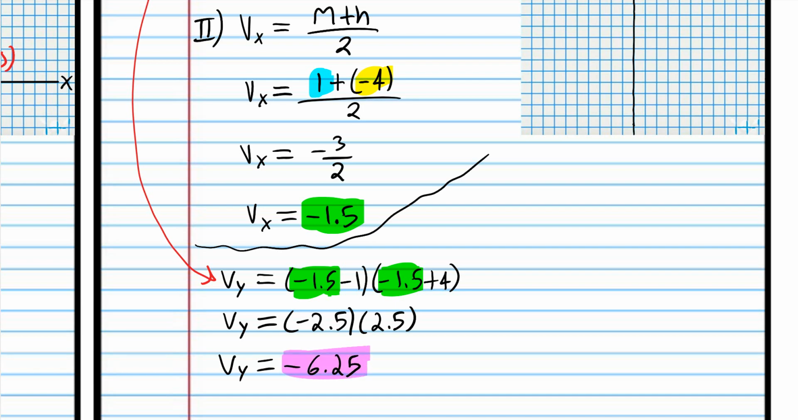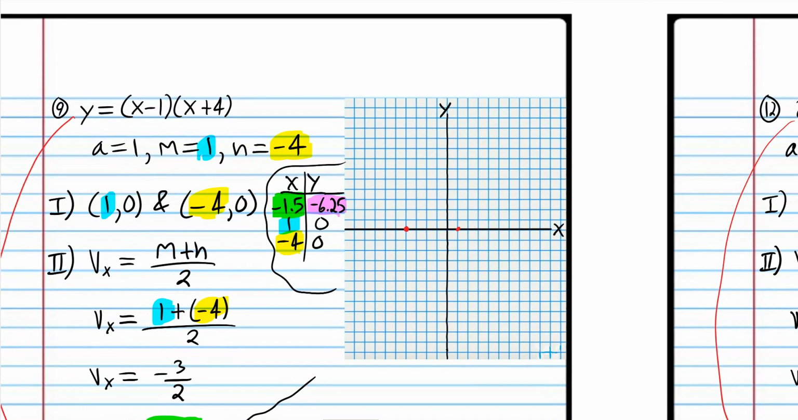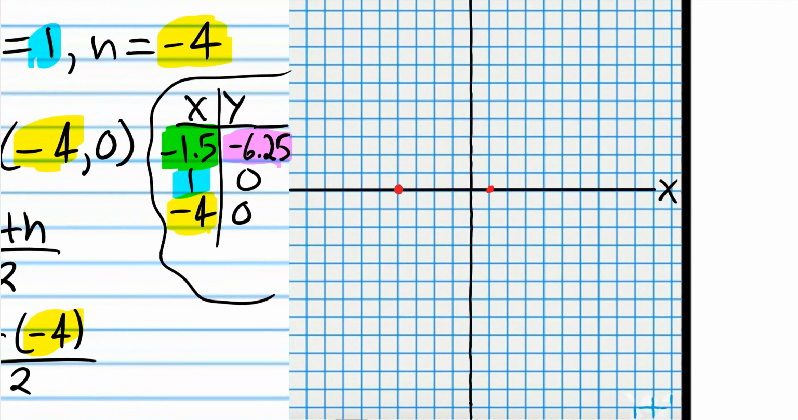So now I'm going to make a table to keep track of the points that we're graphing. Most important point is the vertex. And then we have the x-intercepts. Okay, so now we're going to graph the vertex, negative 1.5, and then down 1, 2, 3, 4, 5, 6, and a little bit more. So there we have negative 1.5, negative 6.25, and negative 4, 0, and 1, 0.